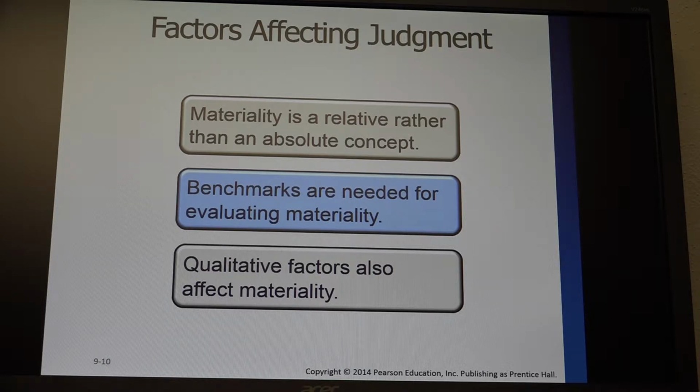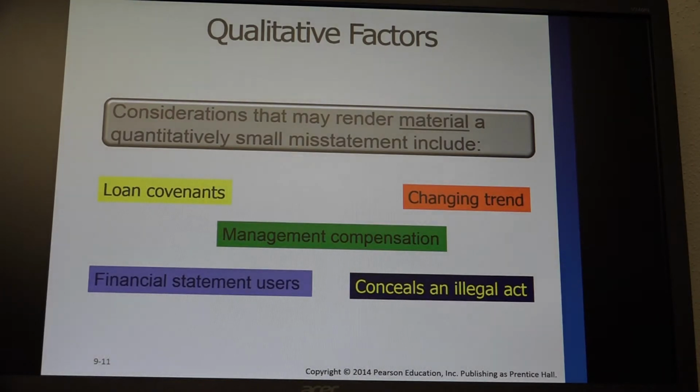Understand that qualitative factors can also affect materiality. Just because it's a small number, if it's something that's related to a fraud, for instance, it could affect the judgment of the auditor. Some other factors might be material even though they're a relatively small number, such as even a small transaction causing loan covenants to be broken, or a changing trend.